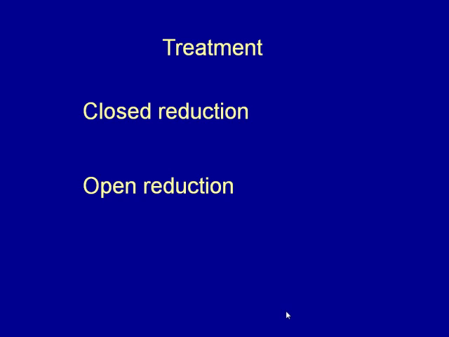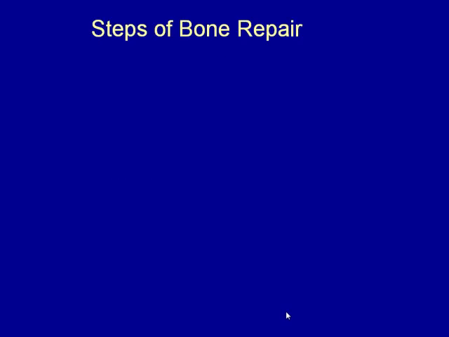There are basically 4 steps to bone repair. First, a hematoma forms. Now, hematoma is basically a clot, and when you break a bone, you break all those blood vessels, and so all of the blood in those blood vessels clot and form sort of a temporary structure that will hold the ends of the bone together.